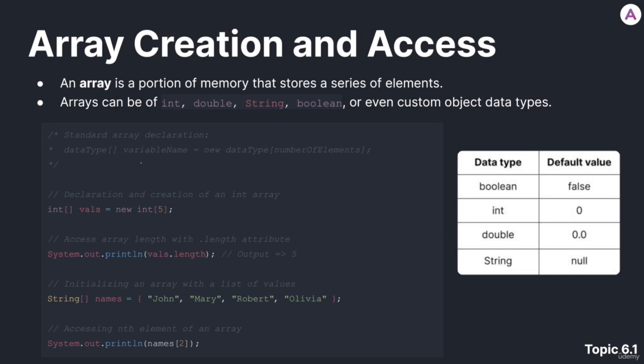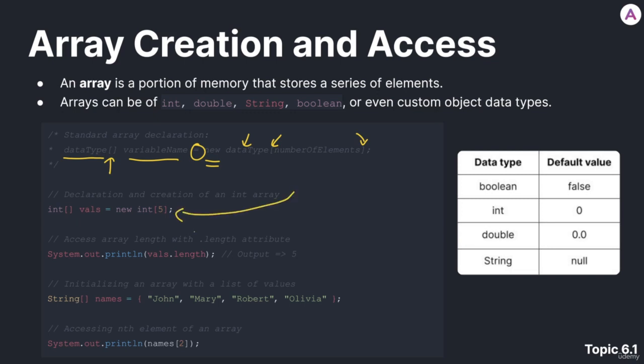Here's how a standard array declaration looks. You have the data type, a pair of square brackets, the variable name, the equal sign, the keyword new, as we've seen before, with strings. Then we have the data type again, and square brackets inside of which we put the number of elements we want the array to have. Let's look at a realistic example.